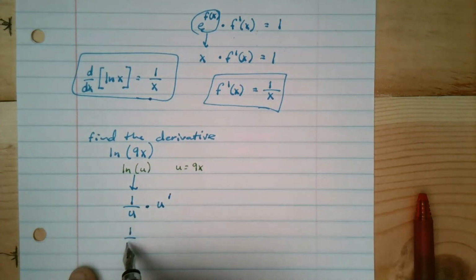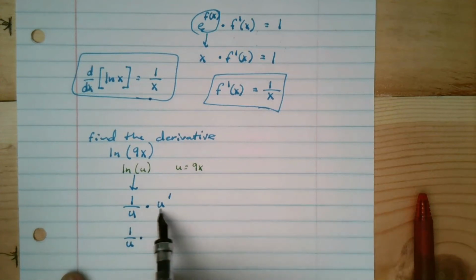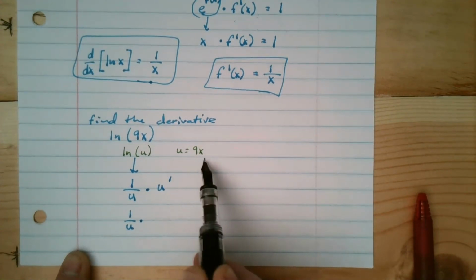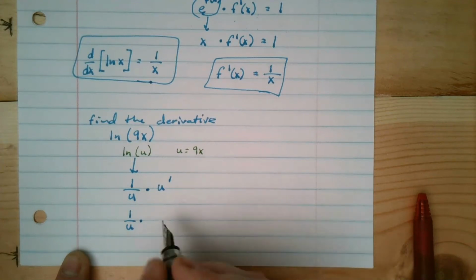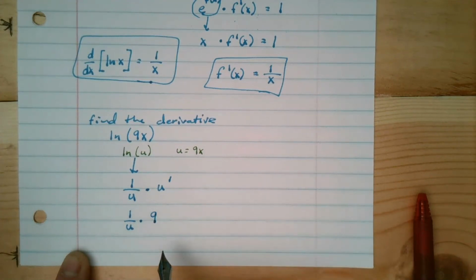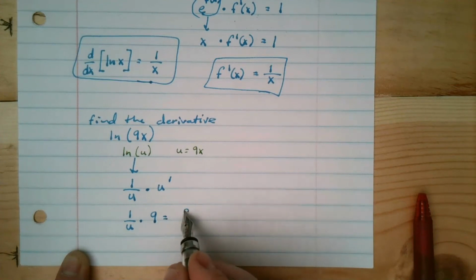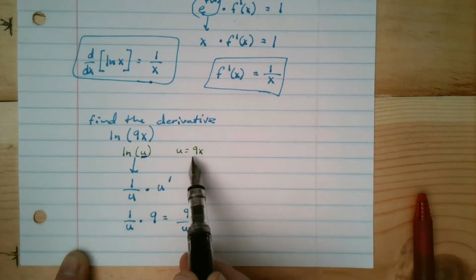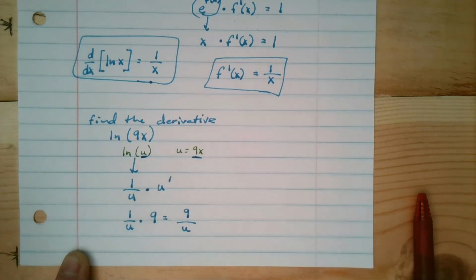So that's going to give us 1 over u times u prime. If you've seen my chain rule video, and if you haven't, you've got to see it. You have to know the chain rule to do this. u prime is this guy's derivative. Well, what's the derivative of 9x? It's just 9. So our answer is 9 over u. Well, what was u? 9x. Oh, well, that's just 9 over 9x, which is just what? 1 over x.